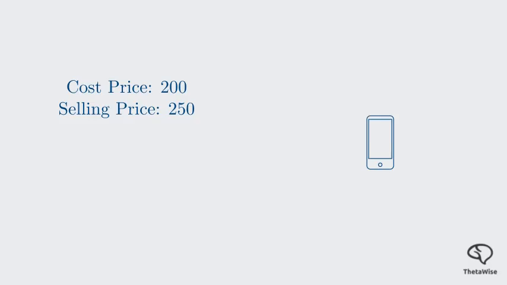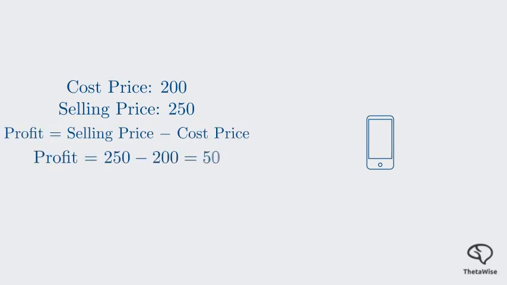Now, let's look at a typical exam-style problem involving profit and loss. Suppose a shopkeeper buys a phone for £200. This is the cost price. If they sell it for £250, they have made a profit. Profit is calculated as the selling price minus the cost price. So, £250 minus £200 gives us a profit of £50.